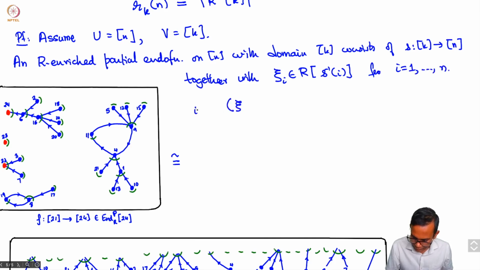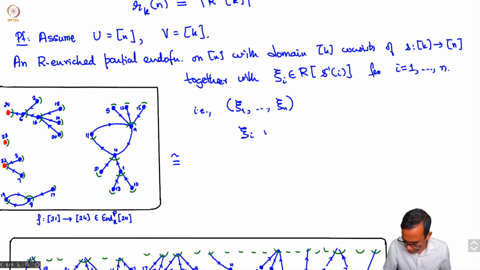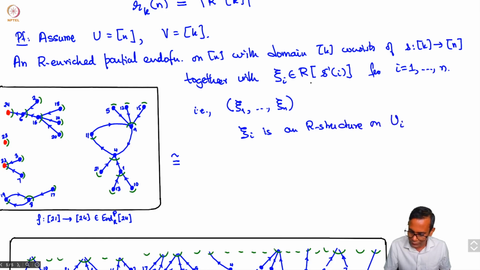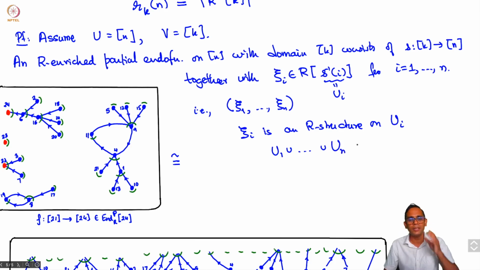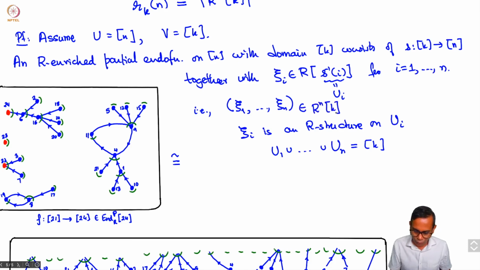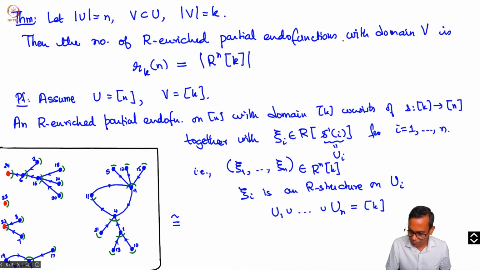So what we get is Z1, Z2, Zn. These are R structures, and the union of the domains of these R structures are on sets. Zi is an R structure on Ui, some set Ui, which is the pre-image S inverse of i. And what we have is that U1 union U2 union Un, well, this has to be the domain of the partial endofunction f, so this is going to be k. So this Z1, Z2, Zn is nothing but an R to the n structure on k. And so what we get is that the number of R-enriched partial endofunctions with domain k is just the number of R to the n structures on the set 1 to k.